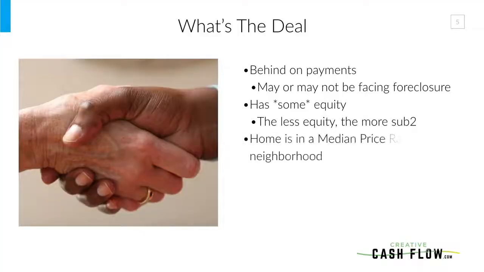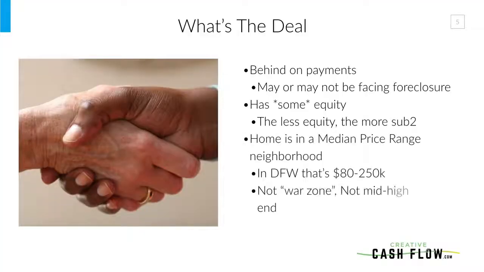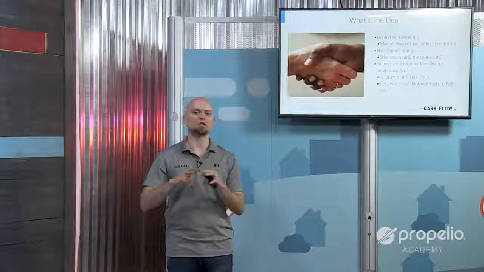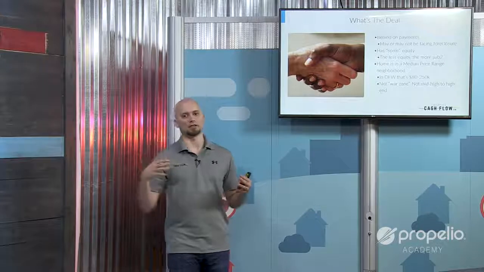They're like, hey, I need to get out of this property and I can't sell it retail in time to get away from this foreclosure or to make enough money to pay myself off, that kind of stuff. So that's what we're looking for. The home is going to be in a median price range neighborhood. Now in the DFW area right now, that's an $80,000 to a $250,000 house. You don't want to be in the war zones, but you also don't want to be in that kind of mid-high to high range house, right? We're looking for the majority. What is the majority of the population going to be able to buy? The majority of the population is not able to buy that $500,000 house.